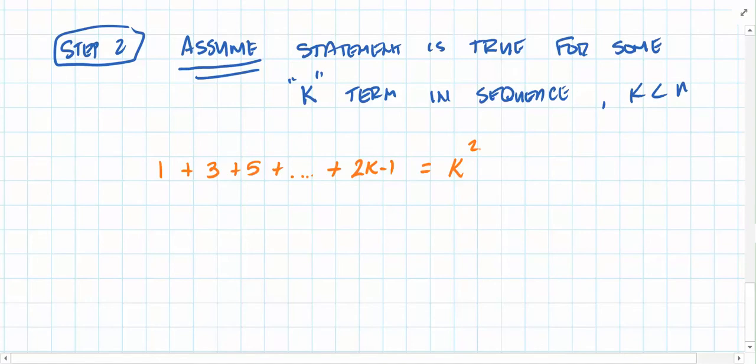So essentially, in step number 2, physically all we're doing is replacing a what with a what? An n with a k. And we're saying that k is somewhere along the sequence, right? It's somewhere in the sequence. It could be the 50th term, the 58th term, the 100th term. It's just somewhere along the sequence. We don't know where. We're assuming that up to that point, our statement is true. That's the leap of faith that we're taking.